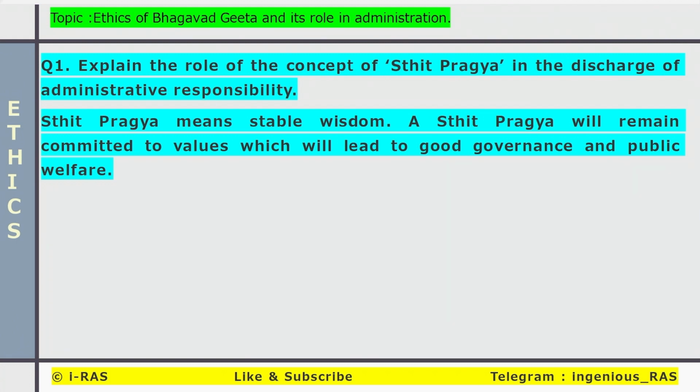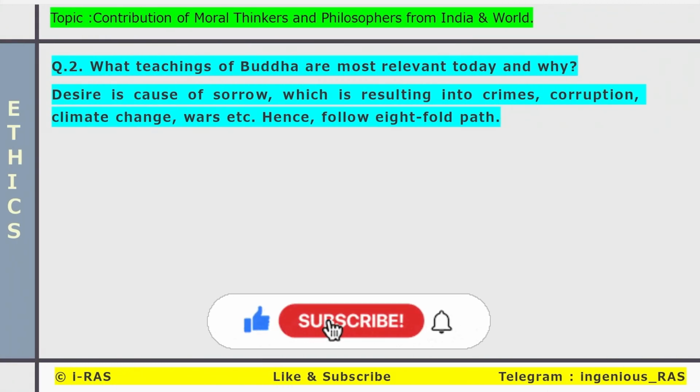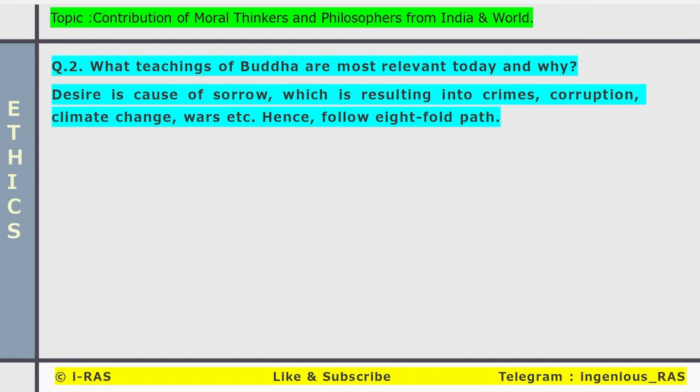Let's go to the next question. What teachings of Buddha are most relevant today and why? Buddha used to preach the 4 noble truths and the 8-fold path. The first teaching we can say is that desire is the cause of sorrow. He used to say that there is suffering, and there is a cause of suffering, which is desire. Sorrow results in crime, corruption, climate change, wars, etc. So desire is the cause of sorrow.